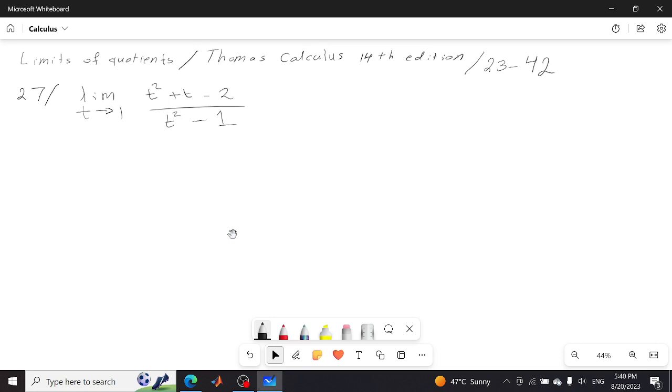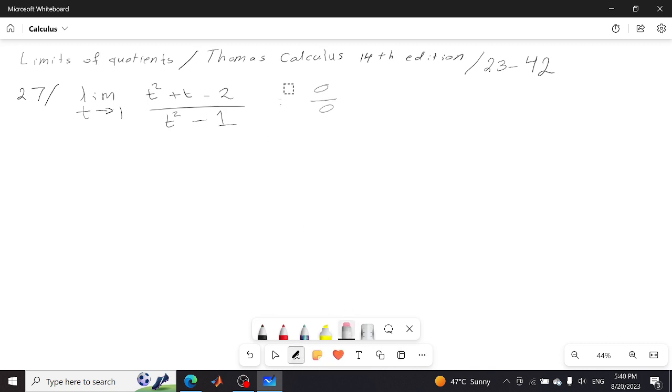In this one we'll be calculating limits of quotients. You can find these exercises in Thomas Calculus 14th edition, exercise 23 to 42, and this is exercise 27. So for the limit as t approaches 1 of (t squared plus t minus 2) divided by (t squared minus 1), if we take the limit straight away, we'll get 0 divided by 0, or a constant divided by 0, which we can't have.